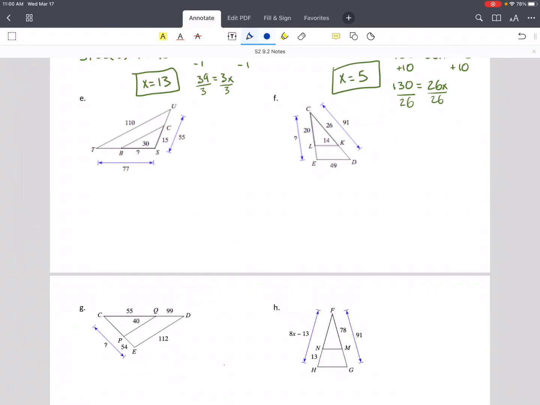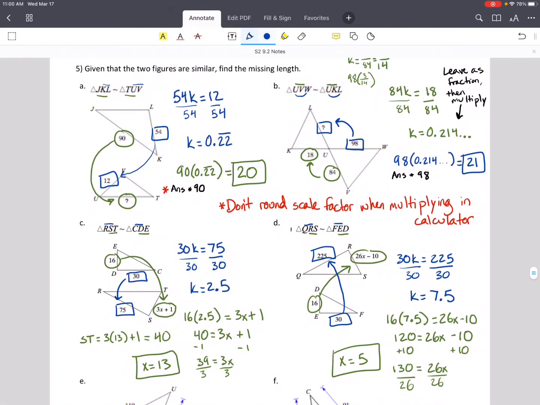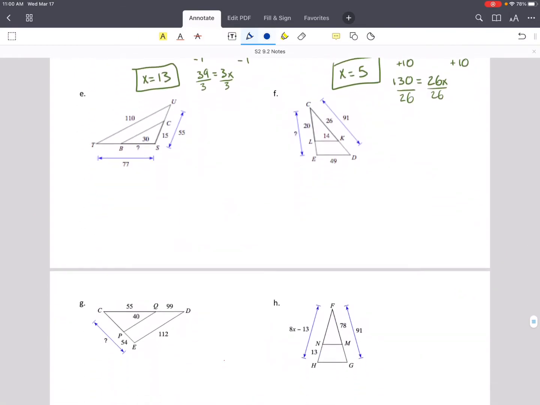This lesson for number 5, we're moving into part E. We got a little bit of triangleception going on with these next few examples. A triangle within a triangle. I want you to see the two triangles. We have the smaller triangle and we have the larger triangle.